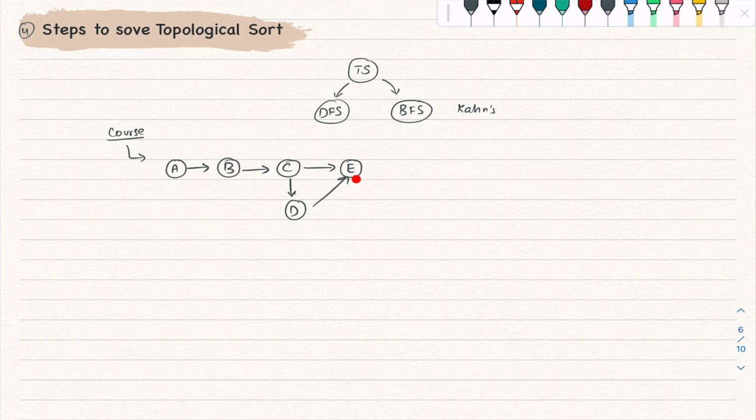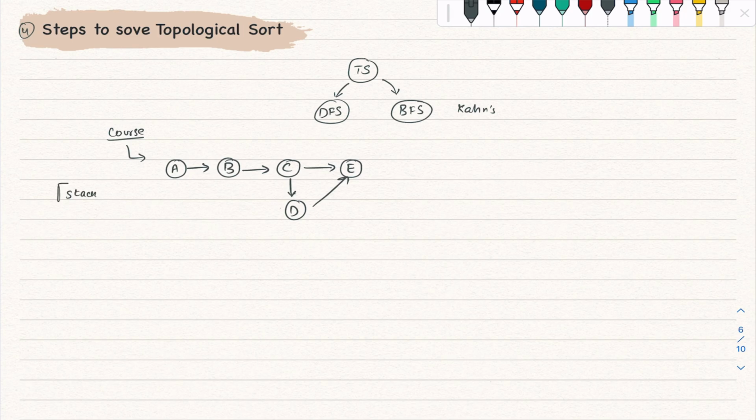Like he said, okay, the final subject you have to study is E. All right, what other subject you have to study before that? You are saying, oh, it has 2 in degree, so C and D. Oh, all right. Now what do you have to study before C? You will say B, and before B, A. What about D? Yeah, before studying D, I have to study C. So in a reverse order, we are solving the question. Now, for such reverse order, what data structure can we use? We can use a stack.